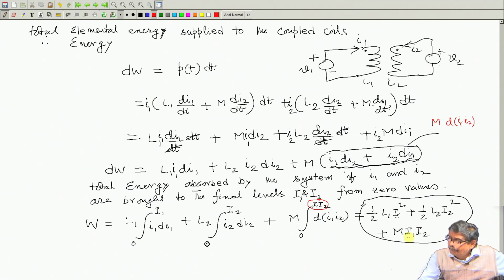So, always remember that in mutually coupled coils, the energy stored will be half L1 I1 square plus half L2 I2 square plus M into I1 into I2.